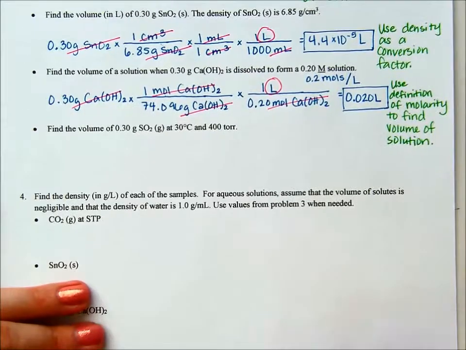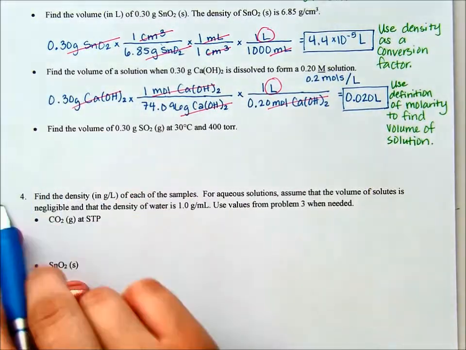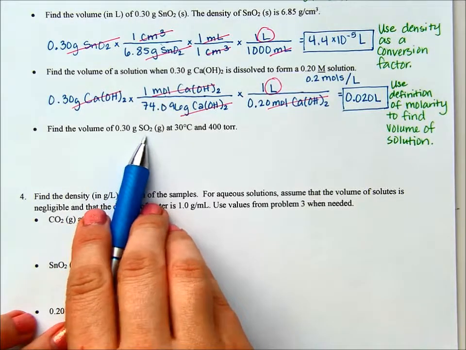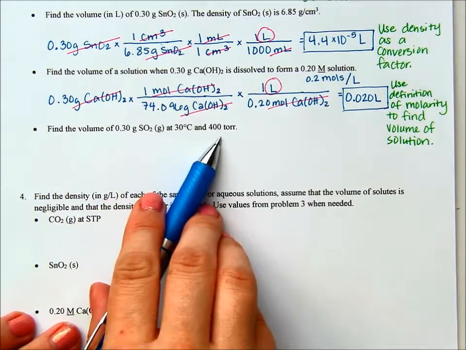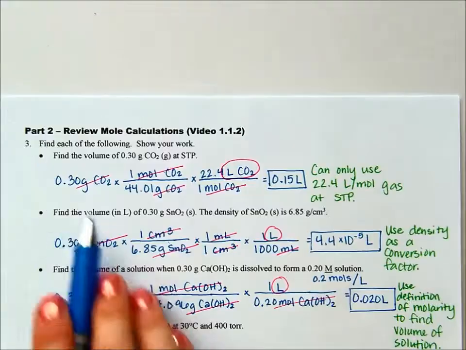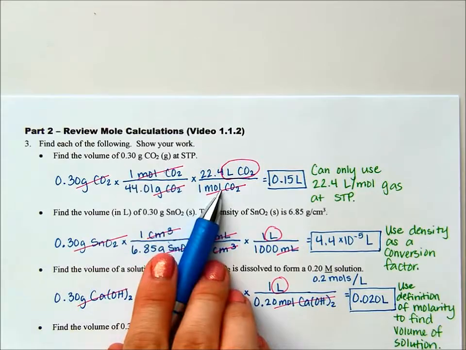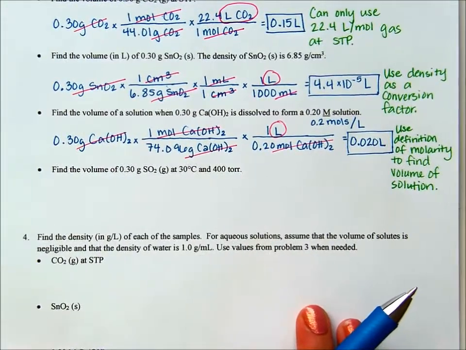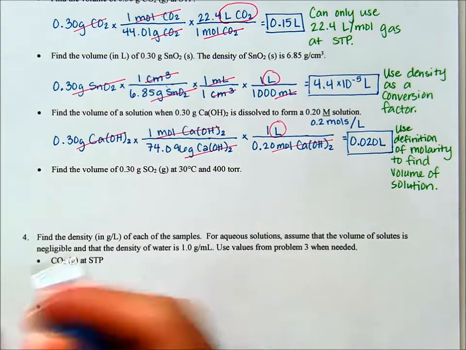Okay, last problem for number 3. Find the volume of 0.30 grams of SO2 gas at 30 degrees Celsius and 400 torr. So this is not at STP. So in this case, we could get this far and no further. Since this is a gas and this is not at STP, I'm going to have to use the ideal gas law.